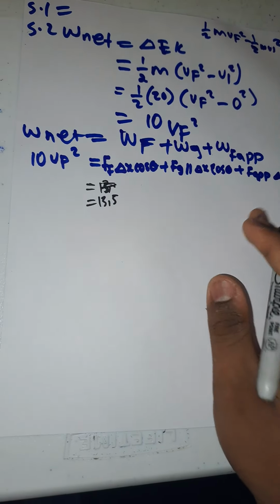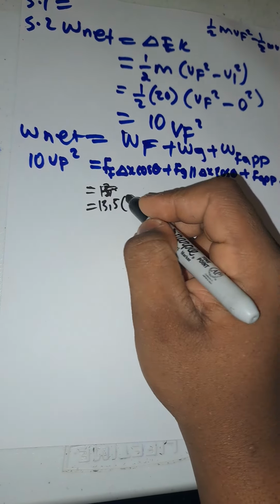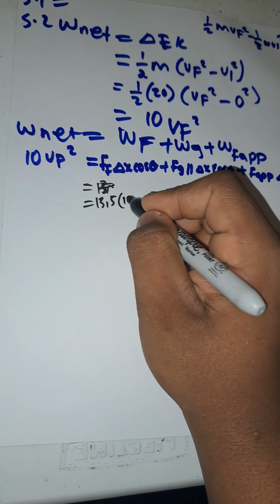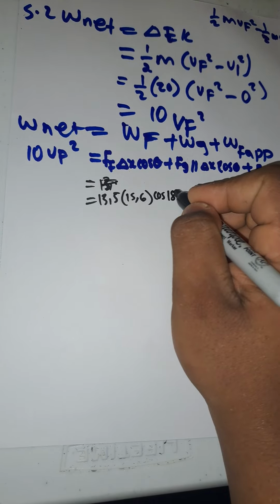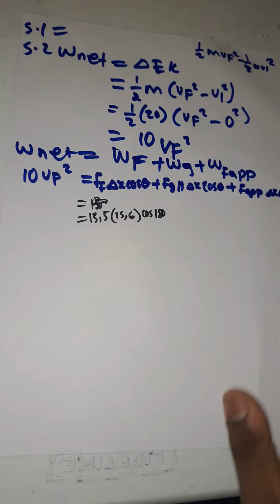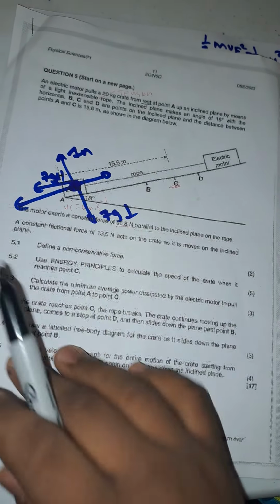I was told it is 13,5. What is my distance there? It is what? 15,6 cos 180. Remember, frictional force opposes the motion. So you also saw in the free body diagram that it is going that side. Then this one now, it is what?